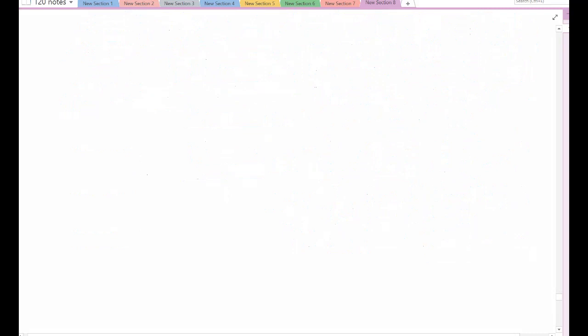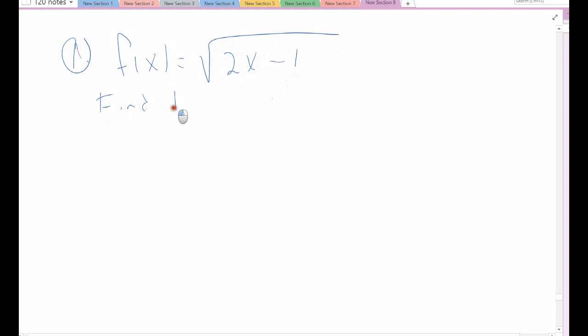Alright, so I'm going to do more examples, and I might relate them to the graphs too, just so you can see how they relate graphically. First example: f of x is equal to the square root of 2x minus 1. Find the average rate of change, ARC, from x equals 1 to x equals 3.